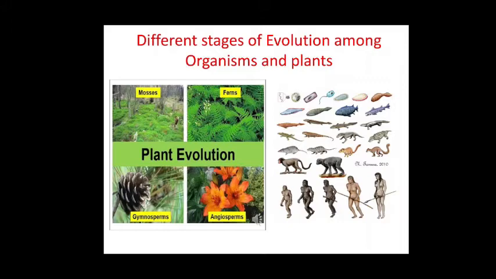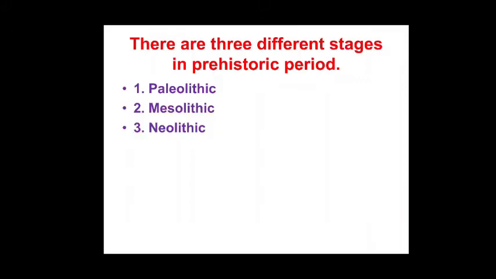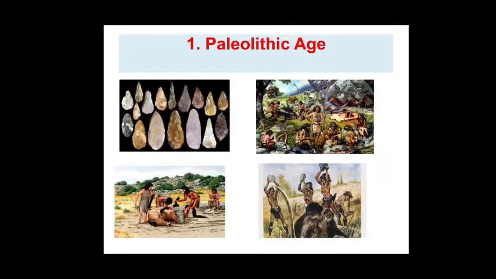So these are the different stages of evolution of animals, birds, fishes, insects, amphibians, dinosaurs, over millions of years, with organisms and plants. Next we will see the different stages in the prehistoric period. The first one is the Paleolithic Age, the second one is the Mesolithic Age, and the third one is the Neolithic Age.